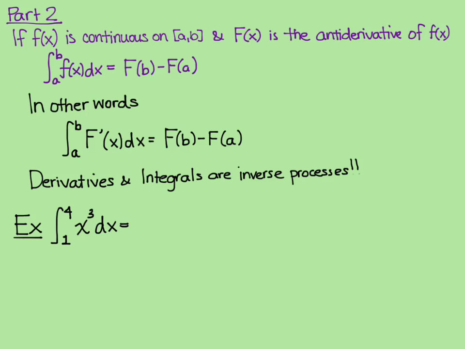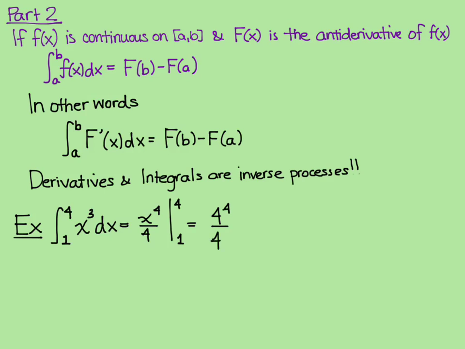So for example, let's take the integral from 1 to 4 of x cubed dx. We looked at this value in a previous video. Here we can use the antiderivative to solve it. So we take the antiderivative of x cubed, which is x to the 4th over 4, and then to indicate that I've already taken the integral, I write a bar to the right-hand side with a 1 on the bottom and a 4 on the top, indicating my two bounds.